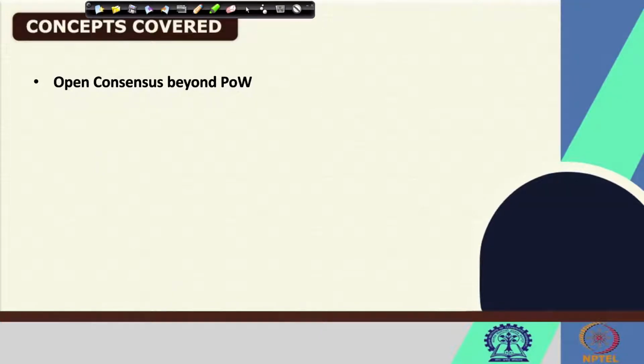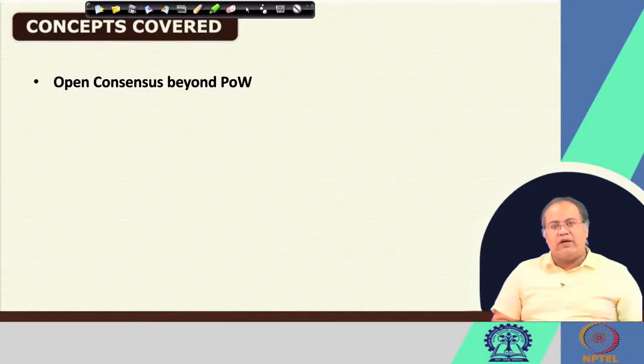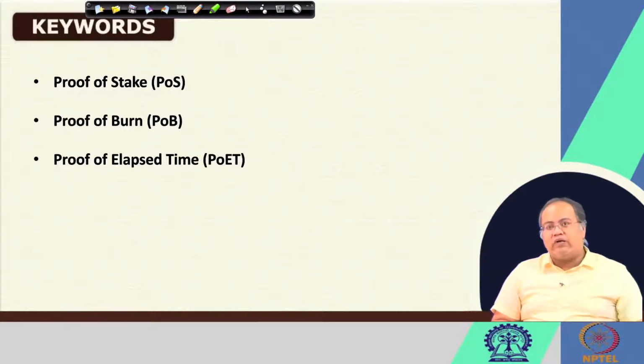Now, the broad topic that we are going to cover today is the different consensus mechanisms which have been designed based on the limitations of the proof of work mechanism. Basically, we are going to cover three different consensus architectures, called proof of stake or POS, proof of burn or POB, and proof of elapsed time or POET.